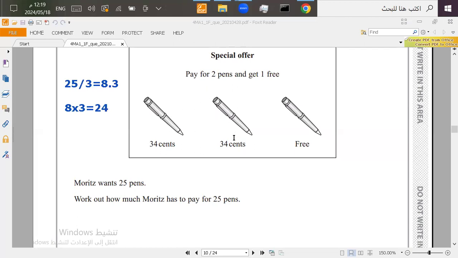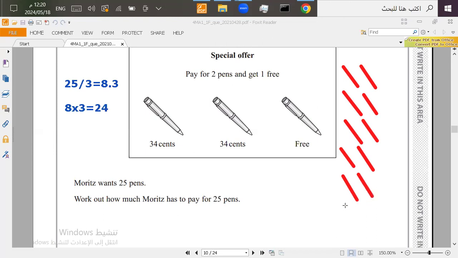These 68 cents, we're going to multiply by 8 because we know he can buy 2 pens and get one free, so he can do this 8 times. Let me draw it for you so you understand the idea. So he buys two and he gets the third for free. So one, two, and each one of them is 34 cents. Three, four, five. I'll draw the shape so you understand the idea.